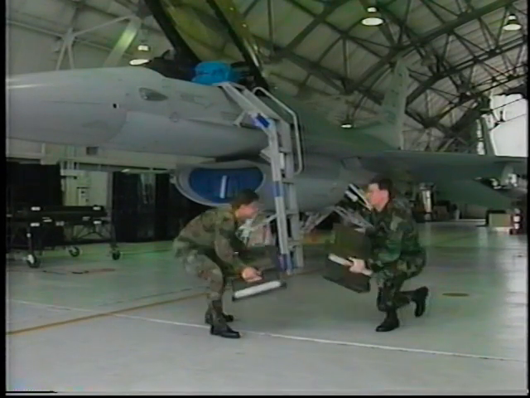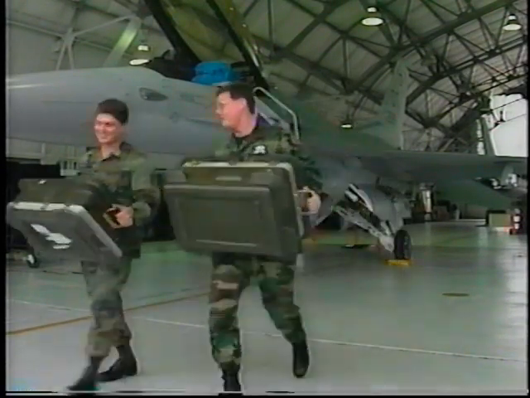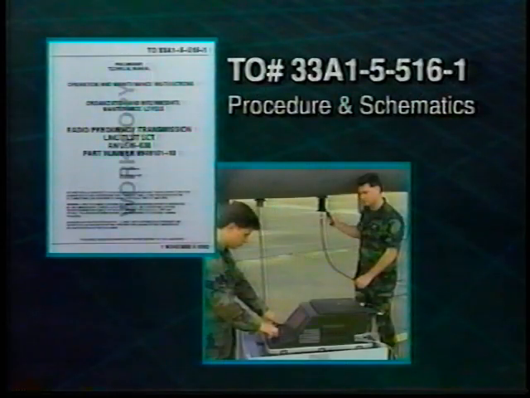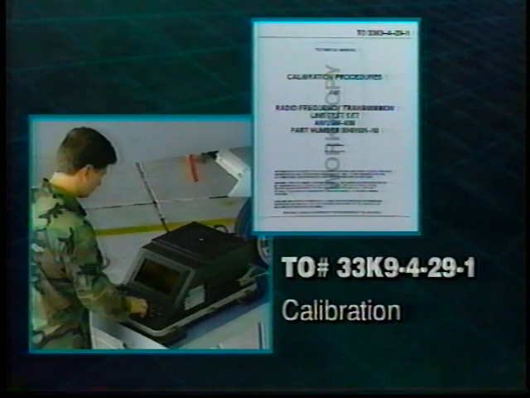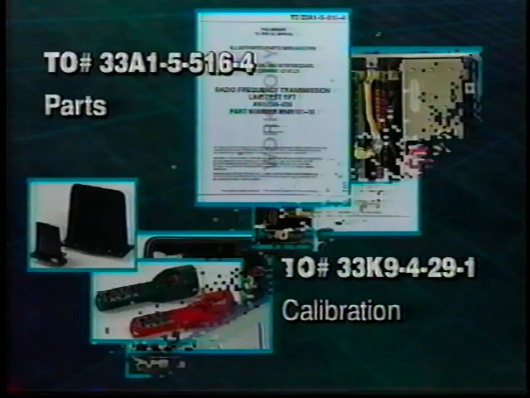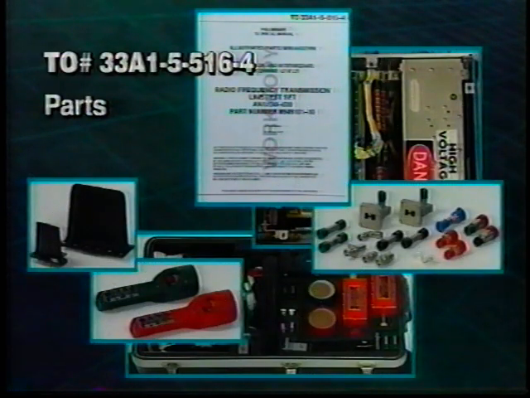This completes the overview of Riflets test procedures. For more information, consult TO 33A1-5-516-1 for procedure and schematics, TO 33K9-4-29-1 for calibration, and TO 33A1-5-516-4 for parts breakdown.